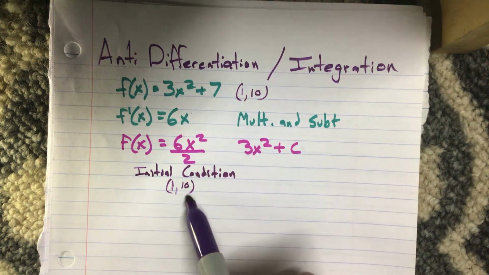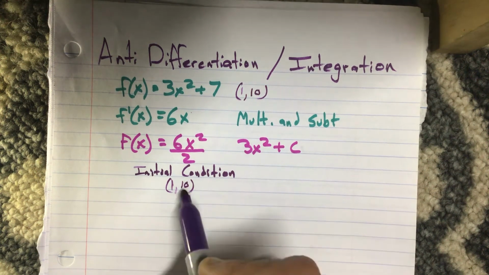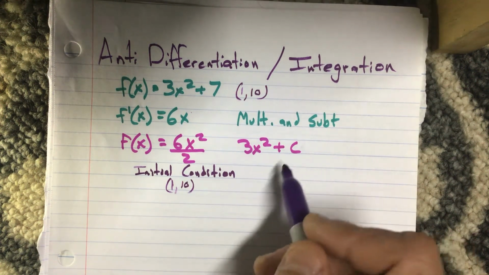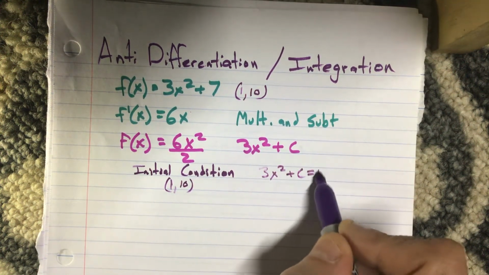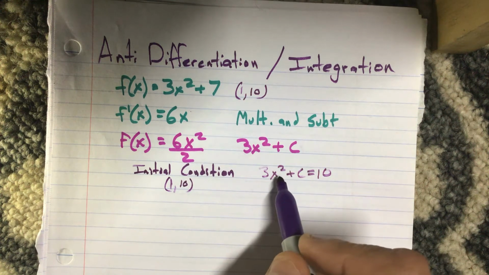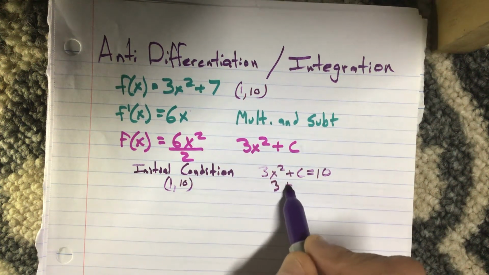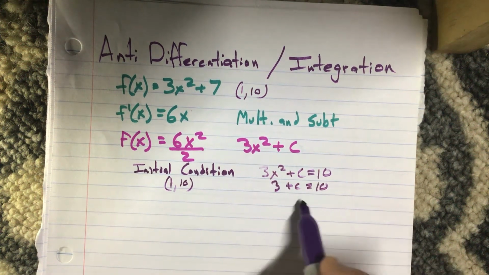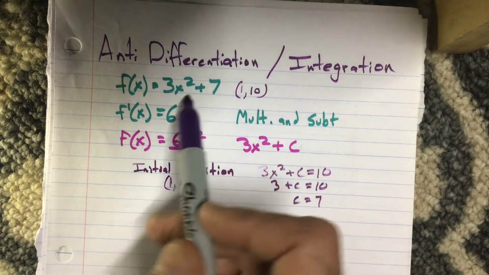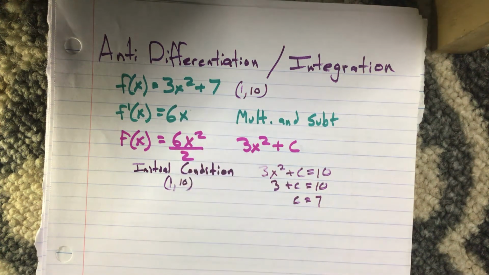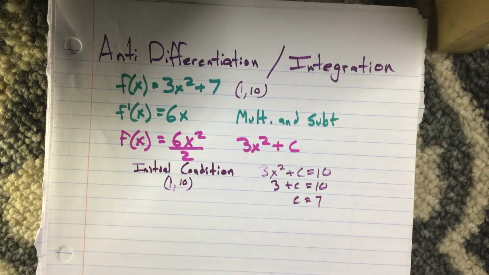And so if I knew the initial condition that when x is 1, the function equals 10, then I'd be able to plug it in and say 3x squared plus c equals 10 when x is 1. So I plug 1 in, and 1 squared times 3 is 3 plus c equals 10. Subtract 3 from both sides, and I get 7. And so I would know that c is 7, and I would know the original function was 3x squared plus 7. So in order to get the exact antiderivative, I would need an initial condition.